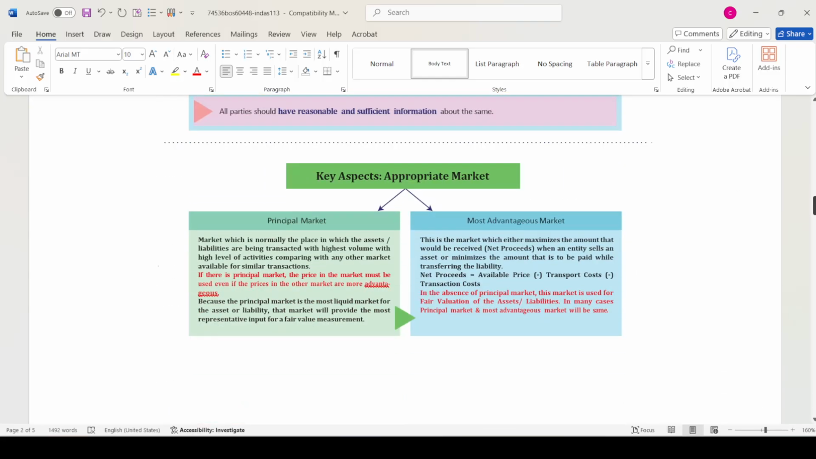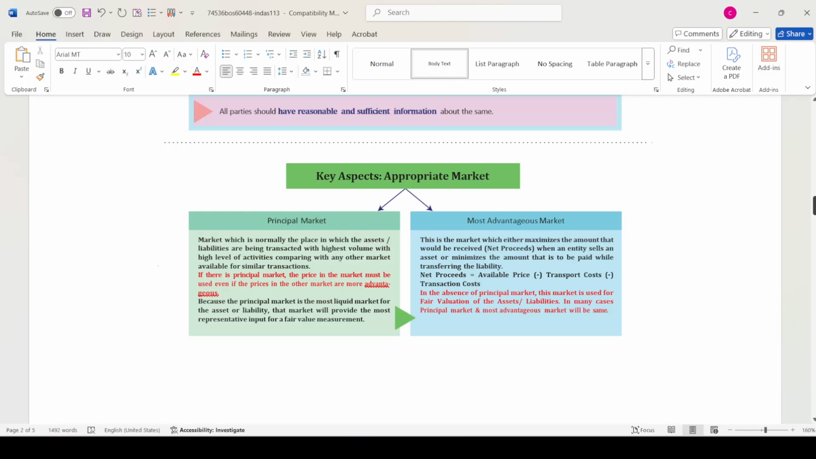The standard classifies the market into two: principal market and most advantageous market. What do you mean by principal market? Principal market is a market where a large volume of transactions happen. Most advantageous market is a market where net proceeds are higher. The Institute says if the asset can be sold or a liability can be transferred in both the principal market and the most advantageous market, give preference to the principal market for determining the value of the asset.